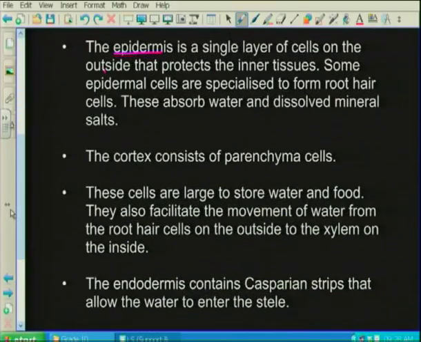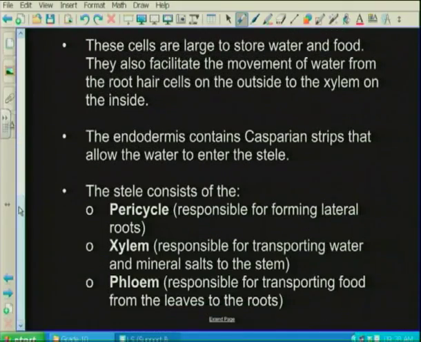Then the next thing is your cortex, and in the cortex you get your parenchyma cells. Now these parenchyma cells are very large because it's there that you store your waters and minerals. Then you get your endodermis. Your endodermis contains the Casparian strips, and this facilitates movement of water through the endodermis.